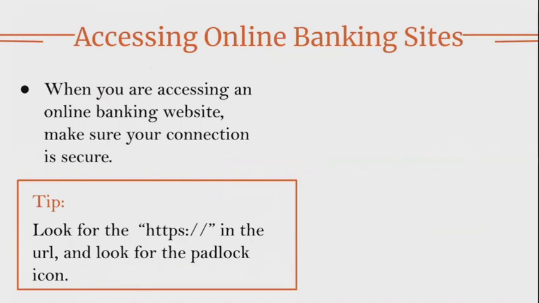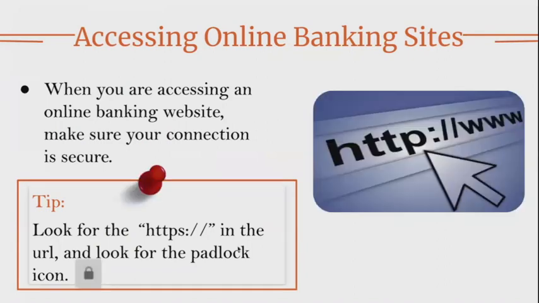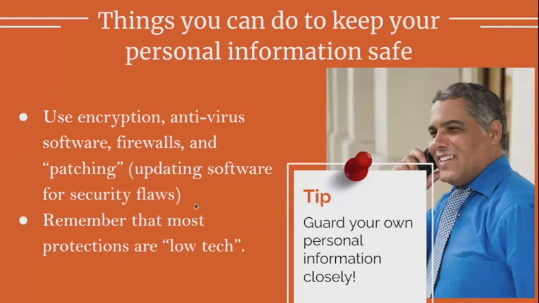Accessing online banking sites. When you're accessing an online banking website, make sure your connection is secure. Here's a tip: you should look for the HTTPS in the URL and look for the padlock icon. Things you can do to keep your personal information safe: use encryption, antivirus software, firewalls, and patching. Updating software for security flaws. Remember that most protections are low tech. Here's a tip: guard your own personal information closely.